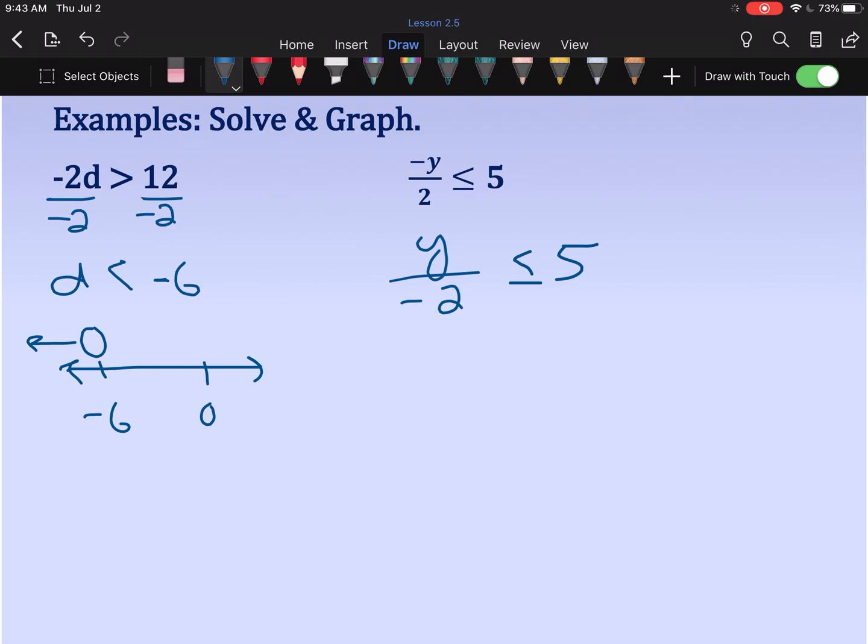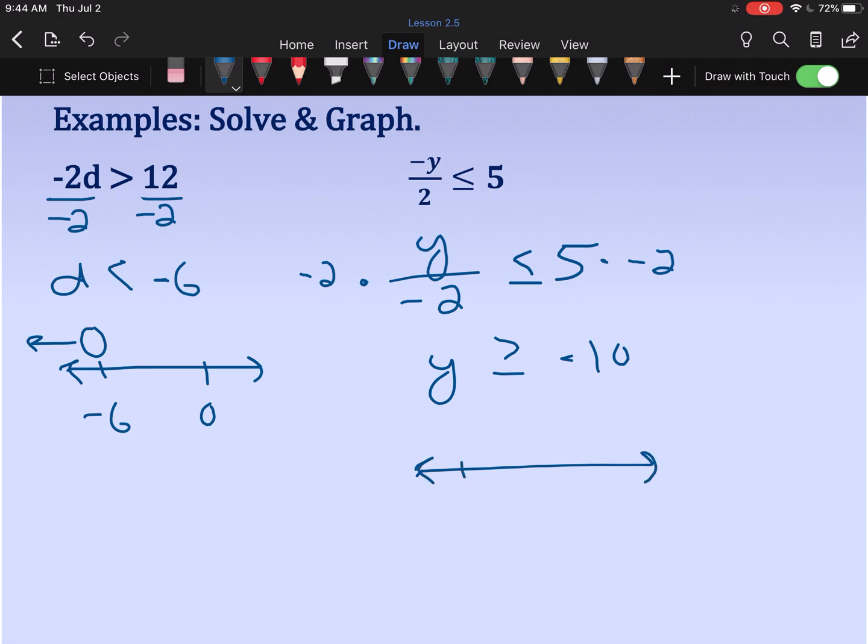And if we do that, it makes our lives a little simpler here because now we can just multiply both sides by negative 2 to get y. On the left-hand side, we're going to have negative 10. 5 times 2 is 10. Different signs makes it negative. And since we multiplied both sides by a negative, we flip the inequality sign around so it says greater than or equal to.